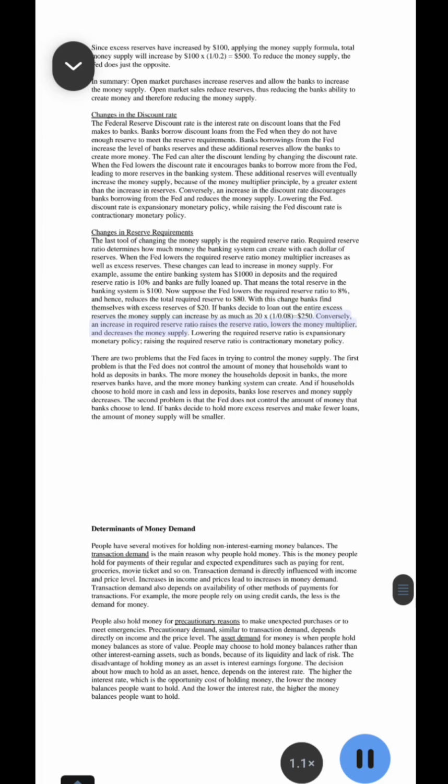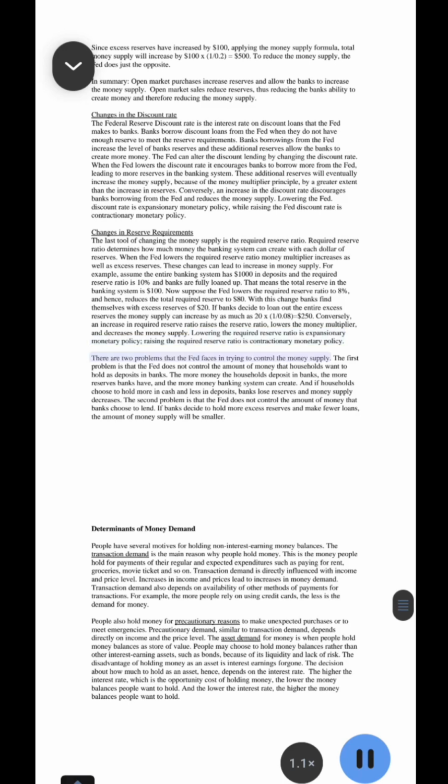Conversely, an increase in the required reserve ratio raises the reserve ratio, lowers the money multiplier, and decreases the money supply. Lowering the required reserve ratio is expansionary monetary policy, raising the required reserve ratio is contractionary monetary policy.